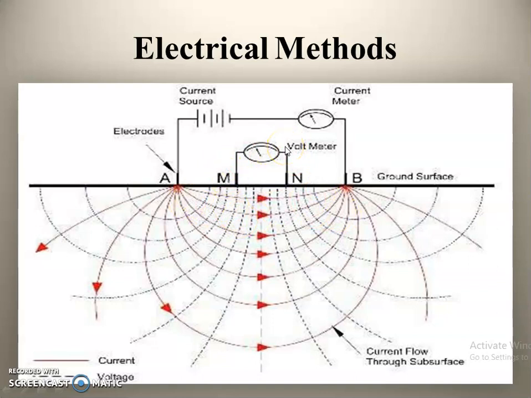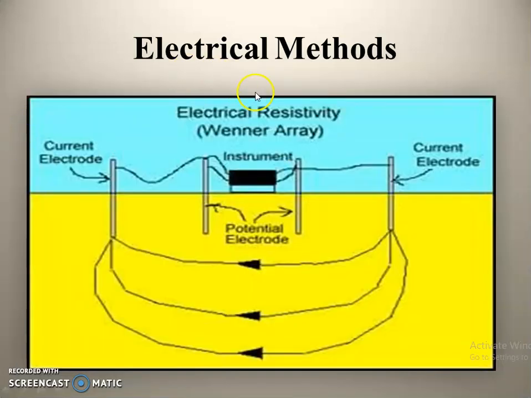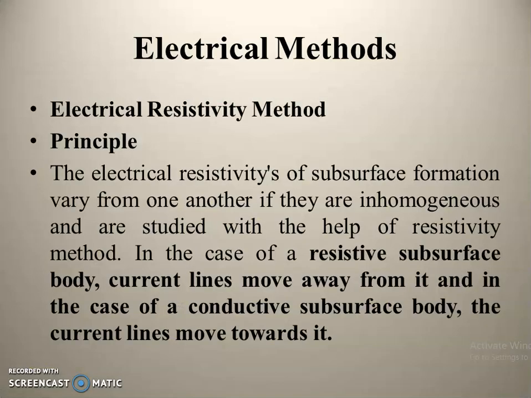In the case of the Wenner array, all four electrodes are equally placed. This is the setup of the Wenner array. In the Schlumberger electrode array, the two potential electrodes are closely spaced, and the two current electrodes are placed far away. Okay, this is the main difference between the Wenner array and the Schlumberger electrode array.